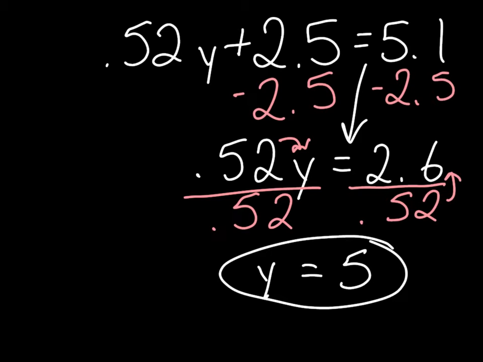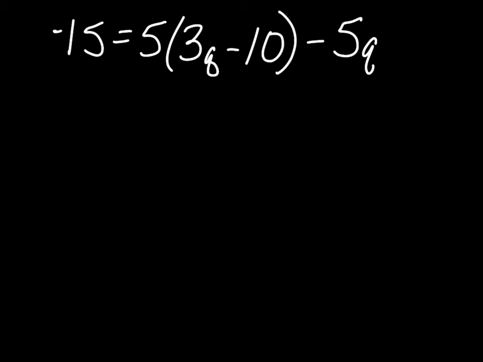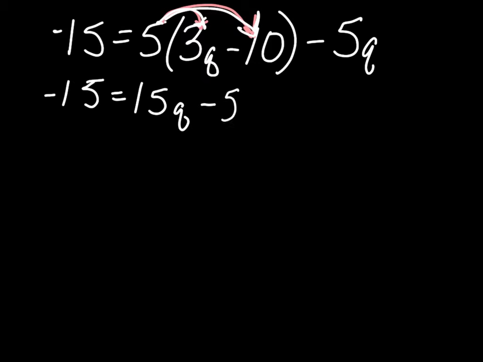Now I want us to look at one more and then we can get started. This problem I wanted to show you just because it's going to be a long problem, and I just don't want you to get really scared. The first thing that we're going to have to do, like I said earlier, is distribute. Get rid of these parentheses so that we can work this problem a little bit easier. So we have negative 15 equals 15q. 5 times 3 is 15q. 5 times negative 10 is negative 50.